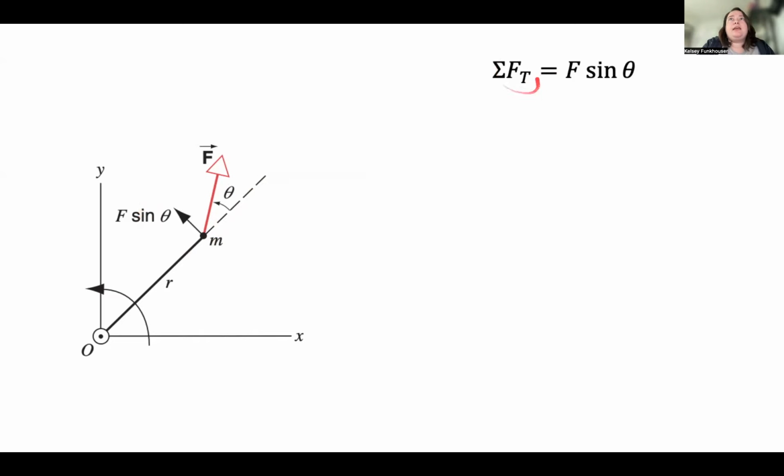So the net tangential force is the force times sine of the angle. And we know for Newton's second law that the tangential force is also equal to the mass times the tangential acceleration. So this relationship is just Newton's second law. We just have a subscript on it that we don't always use, because we need it when we're talking about 2 different kinds of motion.